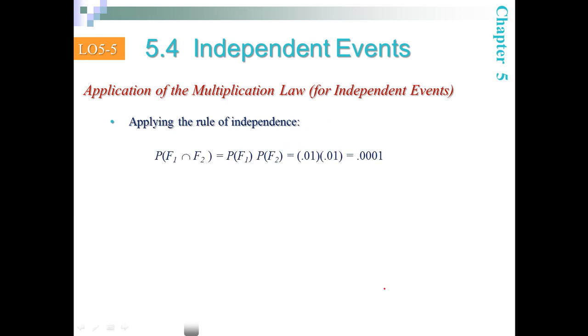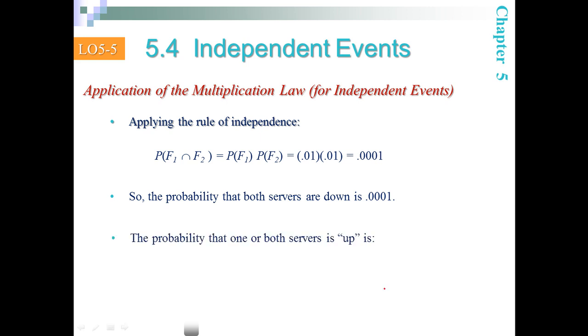So using independence, we can say what's the probability that they both fail, and that's just 0.01 times 0.01, which is 0.0001. So that's the probability that both servers are down, and that's going to be the complement of the whole system working. So if we want to know the probability both servers are up, we just take 1 minus that, so 99.99% reliability for that website.